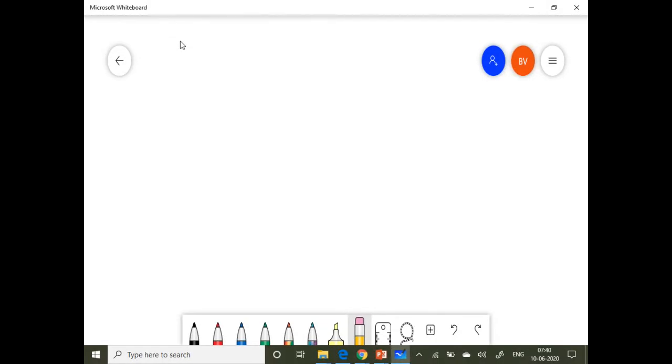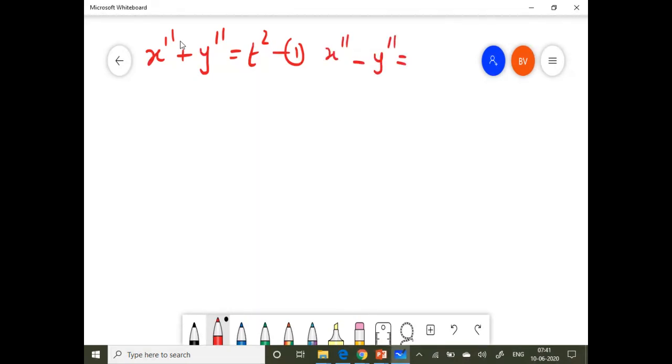The question is, x double prime plus y double prime is equal to t square. That is first equation. Second one is x double prime minus y double prime is equal to 4t. This is equation number 2.